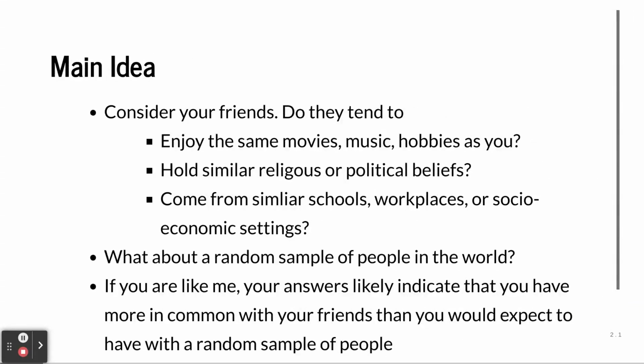So let's talk about the big picture, the main idea behind homophily. I want you to think for a moment about your family and friends, with whom you associate the most, and consider the following questions. Do they tend to enjoy the same movies, music, or hobbies as you? Do they hold similar religious or political beliefs? What about their background? Do they come from similar schools, workplaces, or socioeconomic settings? Consider these questions within the context of your friends and family.